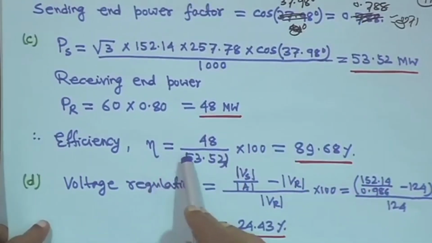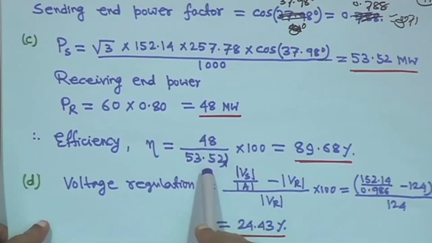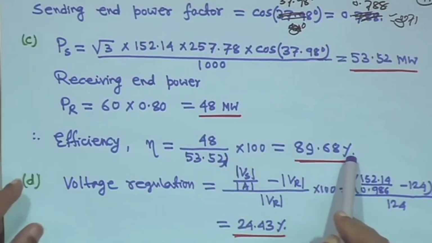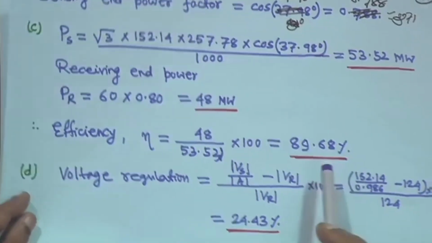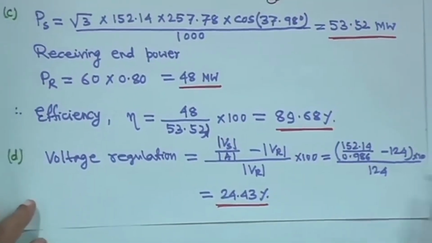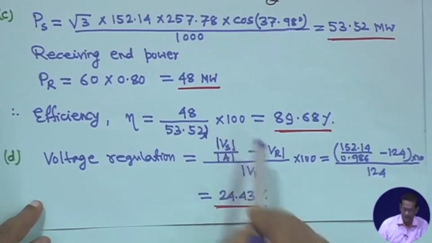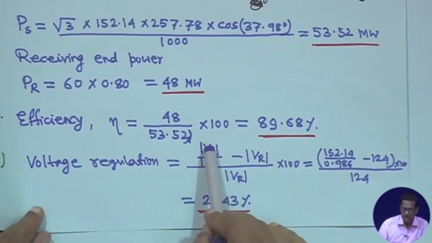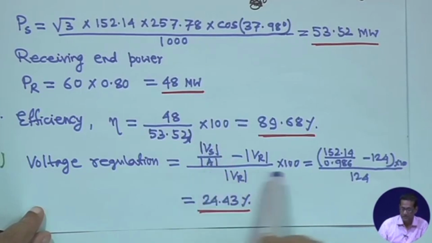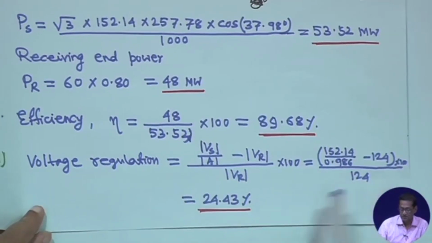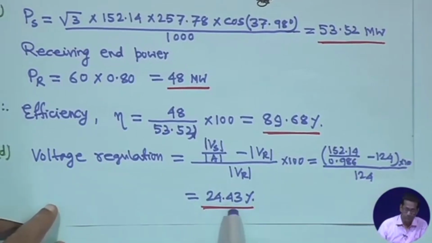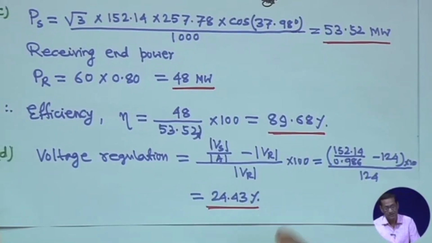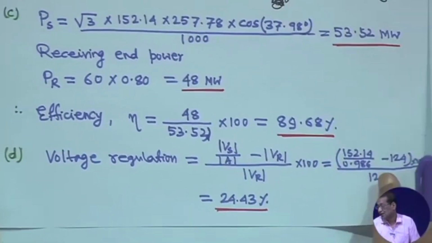So, efficiency is PR upon PS, this we know. So, 48 upon 53.52 is 89.68%, right. This is the efficiency of the line. It was given in the problem to find the efficiency of the line, but here itself we have computed it, right. And voltage regulation is mod Vs upon A minus mod Vr divided by mod Vr. Magnitude of Vs is known, magnitude of A is known, magnitude of Vr is all known. You substitute here. So, the voltage regulation is 24.43%, right. This example is considering a long transmission line.